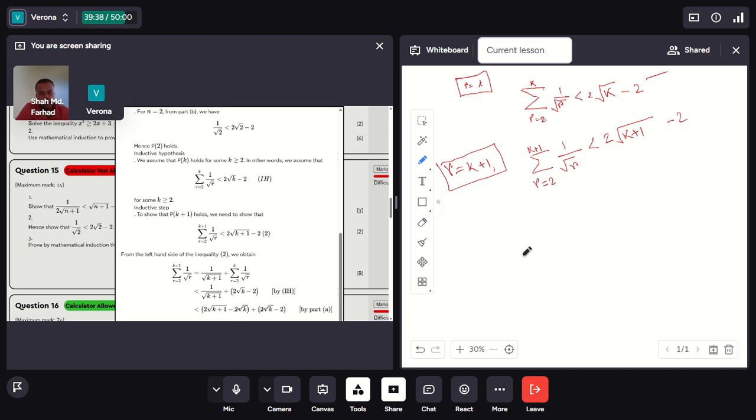Now, what was the method, or what was the process to prove it? To prove it, now we have to just add the k plus 1th term over here with this and also with this, right?